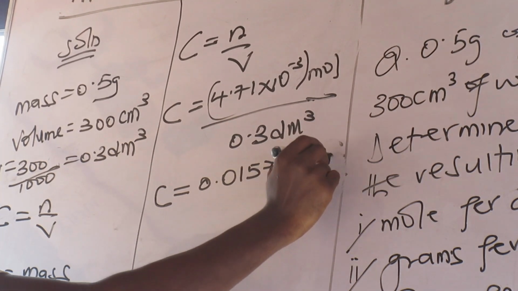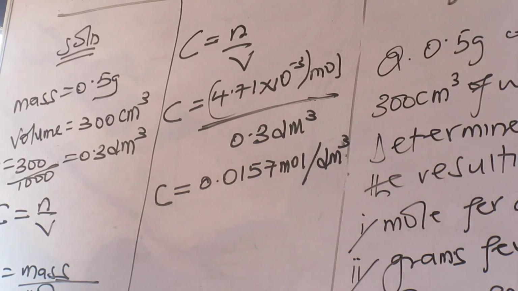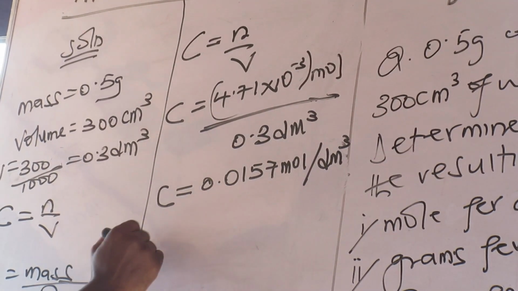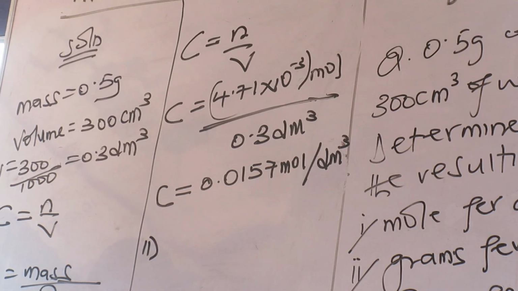Mole per decimeter cube, yeah. So there is a bar. If you remove this partition sign, that is where you bring the minus sign there, right? Now the next one, I've been asked to find what? Grams per dm cube, right?